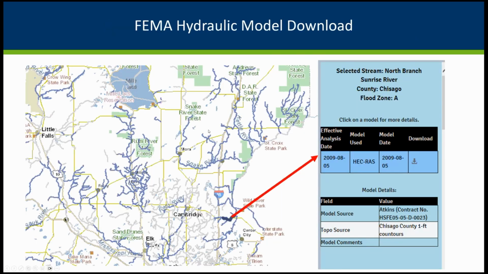So still in that site, if you were to zoom in on one of these blue reaches where we have a model, you could click on the model and it'll pull up this little window with a lot of helpful information. You can see what the stream is named, where it's located, what type of flood zone it is, the effective model date, the model software that was used, and some other helpful information such as who created the model and how it was mapped.